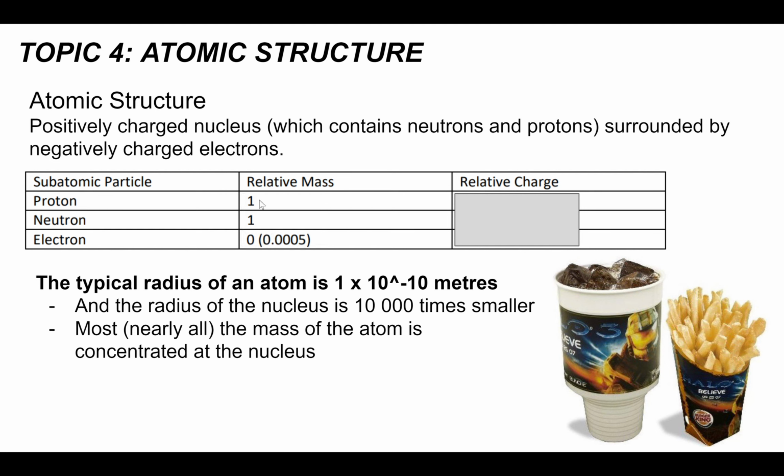A proton's relative mass is 1, a neutron's relative mass is 1 as well, and electrons is 0, or more specifically 0.0005. The relative charge is +1 for a proton, 0 for a neutron, and -1 for an electron. The typical radius of an atom is 1 × 10 to the -10 meters, and the radius of the nucleus is 10,000 times smaller. Nearly all of the mass of the atom is concentrated at the nucleus.